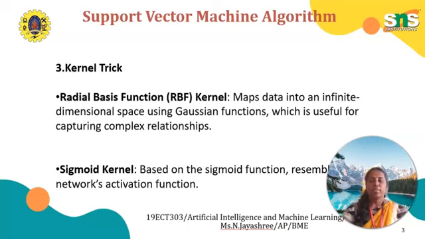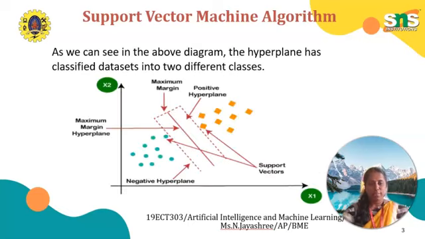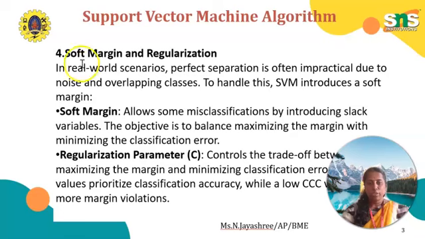Okay, so again we have seen the next steps in this part 2. Here the positive hyperplane, the negative hyperplane and the maximum margin, everything is present. The fourth point is soft margin and regularization, which is a very important point in the support vector machine algorithm. In real world scenarios, perfect separation is often impracticable due to noise and overlapping classes.